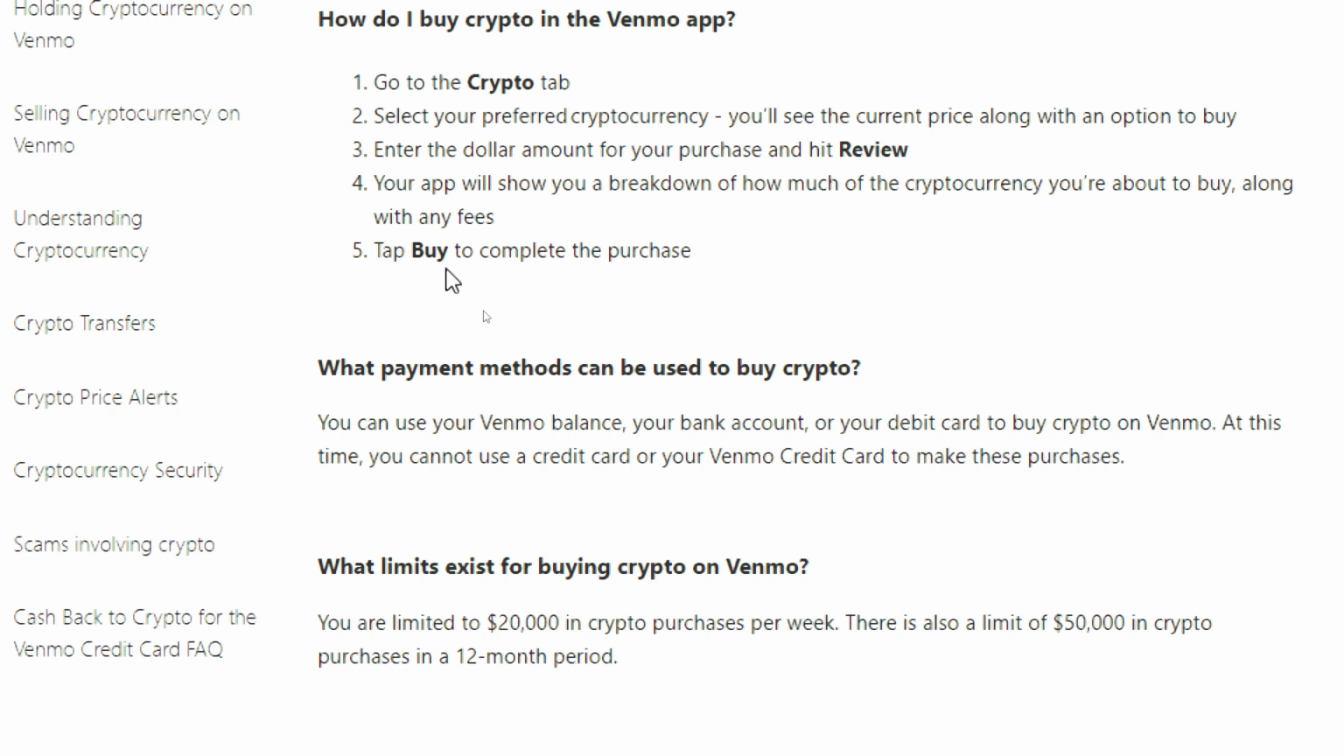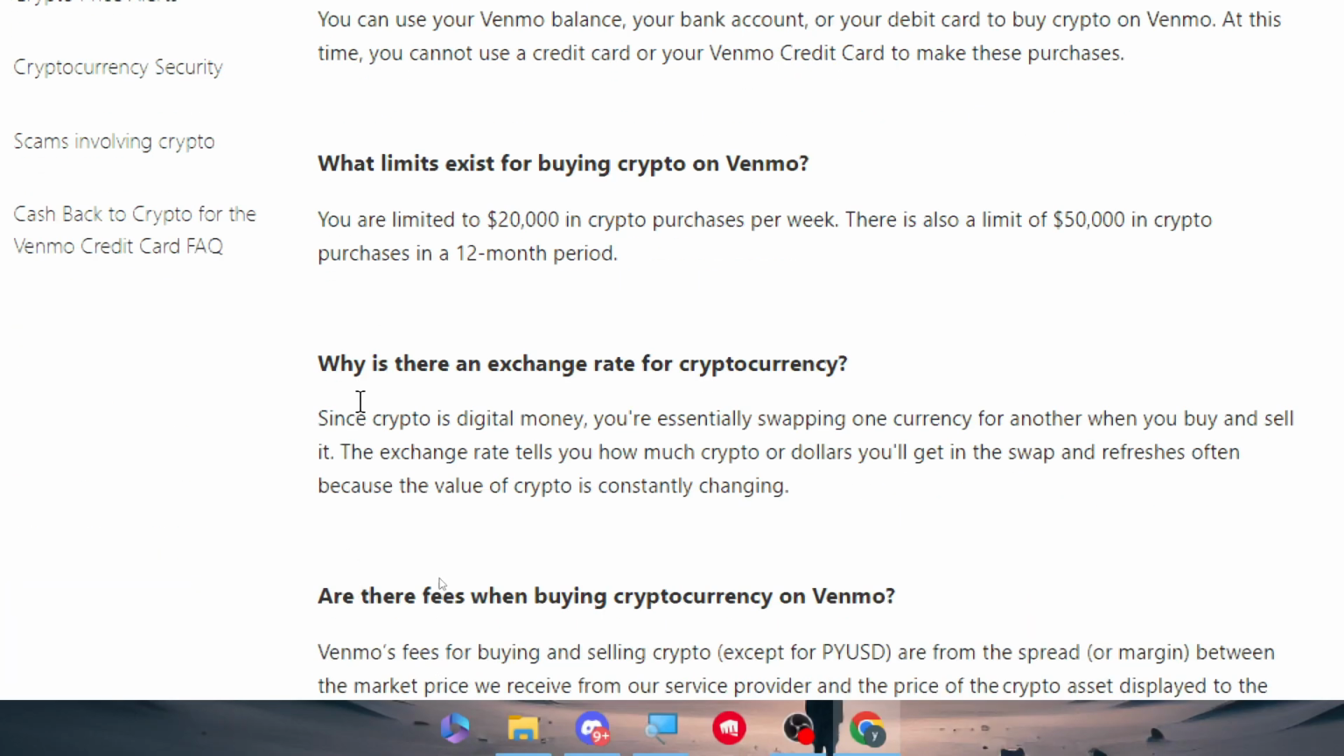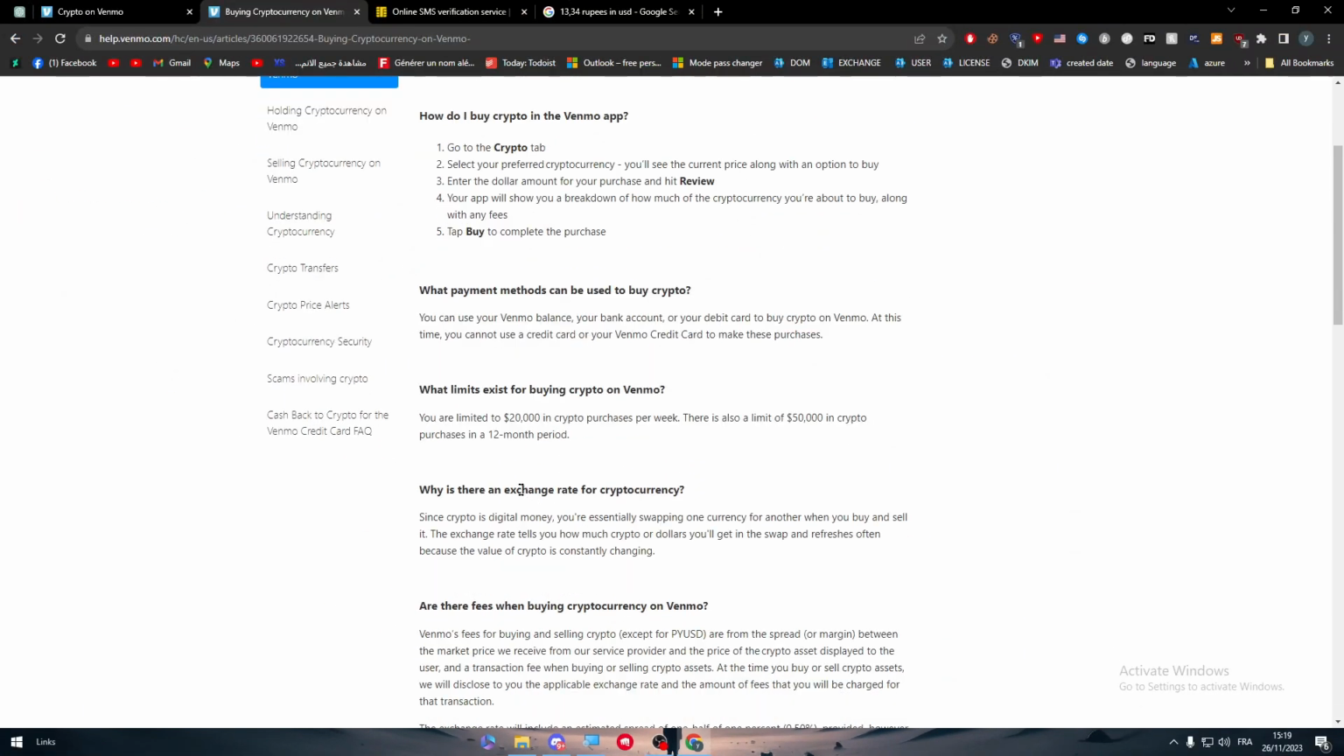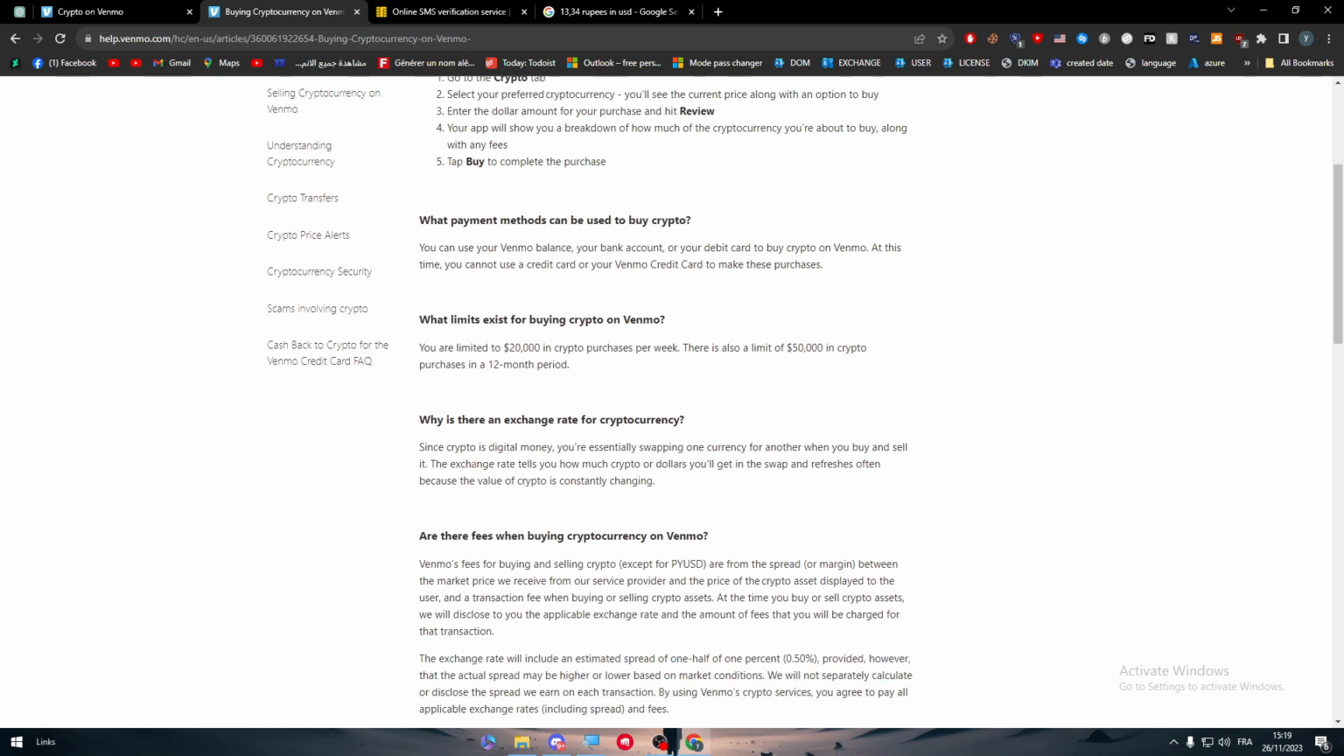What is the limit of buying crypto or USDT in Venmo? The limit is $20k per month and $50k per year. So you can't pass the $50k per year. You can only spend $50k per year and $20k per month. So if in 2 months you have spent 20k, you're only able to spend 10k in the next month. Put that in mind.